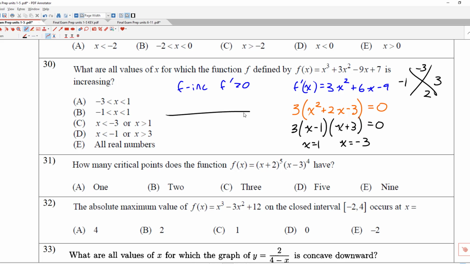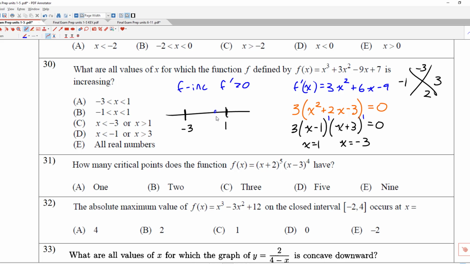What do I do with that? Well, I plot it on a number line. So there's negative 3, there's 1. I just have to check which of these intervals are positive and negative. And as a note, look at this. This is to the power of 1. This is to the power of 1, which means it's going to switch signs since this is an odd power. So I just need to find one of these, and then it's going to switch over each of these critical values. What's the easiest one?